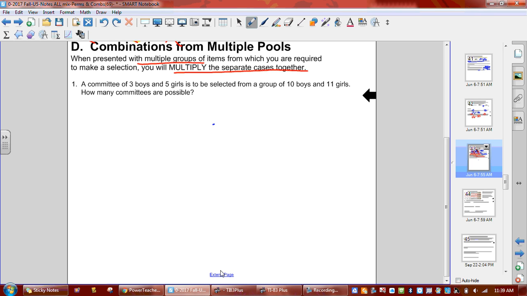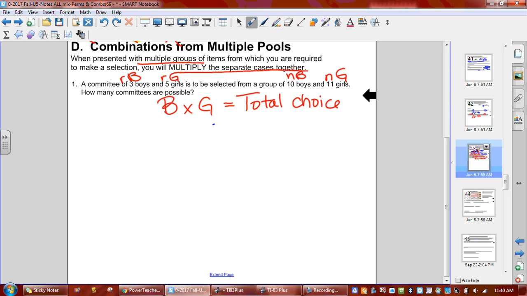So we have a committee of 3 boys, 5 girls, needing to be selected from a group of 10 boys and 11 girls. So this is our N number for boys, our N number for girls, our R number for boys, and our R number for girls. Okay? Now, I need to take boys times girls to give me my total choices. Okay? So, boys, I have 10, I need to choose 3.